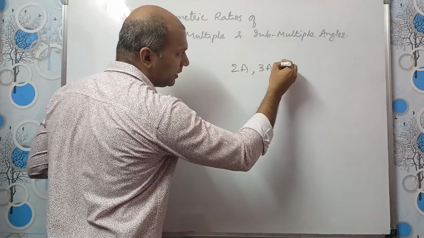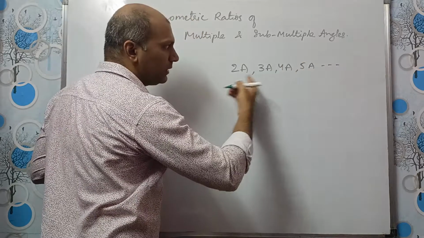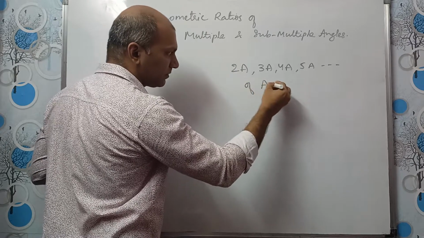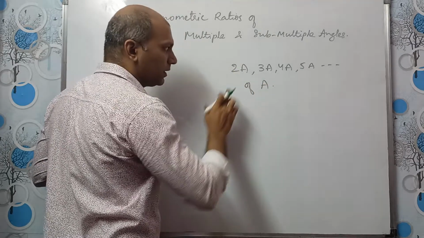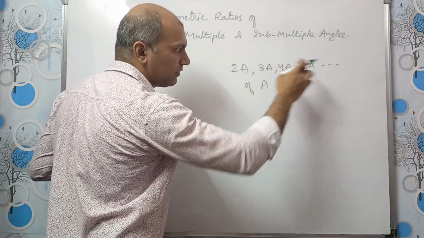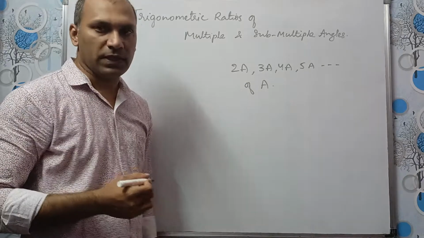2A, 3A, 4A, 5A and so on. All these angles are called multiple angles of A. Okay. These are all multiples of A, right? 2A, 3A, 4A, 5A and so on. So these angles are called multiple angles of A.